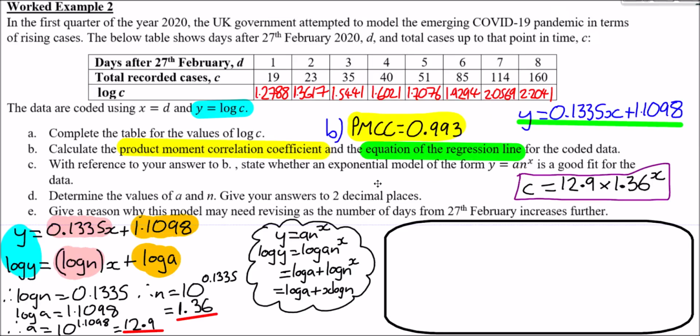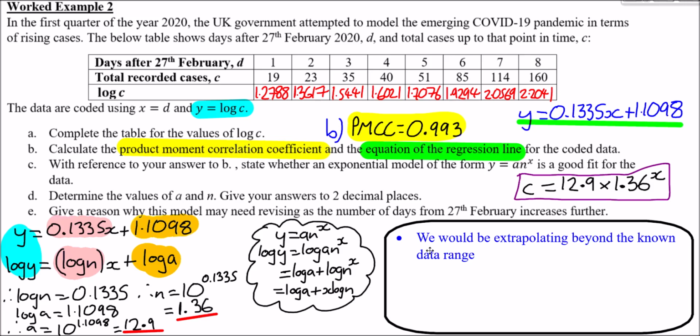So just going back here for a moment, we need to give a reason why this model may need revising as the number of days from 27th of February increases even further. This is a fairly standard one marker, okay, so it's just applying a bit of common sense. So why might this model need revising or changing as the number of days increases? Well, I think the easiest thing to say is if you're reading data beyond that which the data is taken for, that's called extrapolating. If you extrapolate data, it's always a risky business. So probably the easiest thing to say is something along the lines of you'd be extrapolating beyond the known data range. So you'd be guessing, which is a dangerous game to play. That would be worthy of a mark.